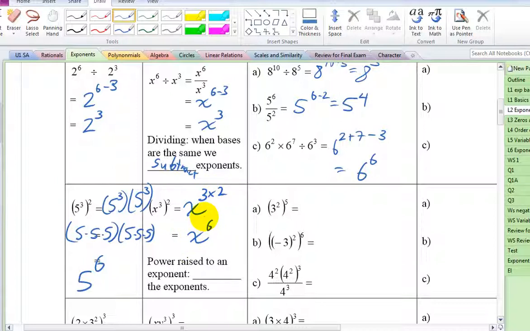So that's a power raised to an exponent. Then we multiply the exponents. Watch out for the hidden 1 exponent. Okay, watch out for the hidden 1 exponent. So, A, what's the answer? What's your work, please?